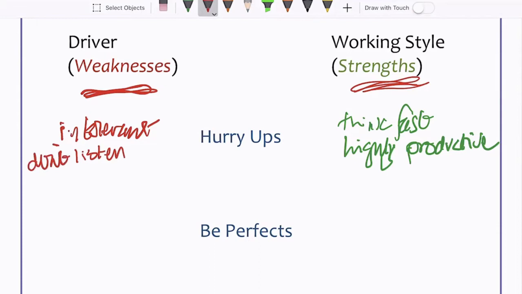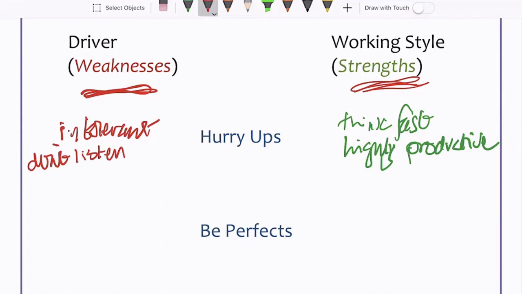They like to finish your sentences for you because it's quicker if I tell you what you're going to say. And of course that causes friction because actually you don't know what they're going to say. So they're all about speed. They're impatient. When they're in the driver, they're impatient.